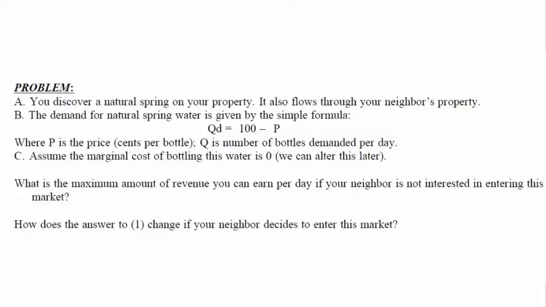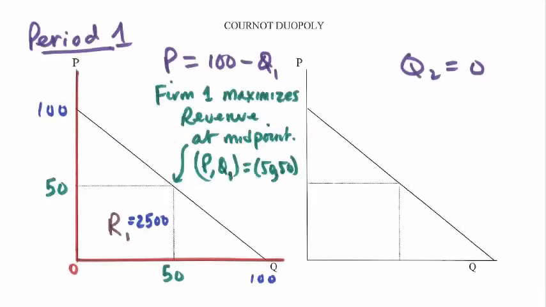The demand for natural spring water is given by the formula Q equals 100 minus P, where P is the price in cents per bottle, Q is the number of bottles demanded per day. What is the maximum amount of money that you can earn per day? We will sketch the demand analysis with price on the vertical axis and with demand given by P equals 100 minus Q, the inverse demand. We will sketch that inverse demand curve starting at P equals 100 on the vertical axis.